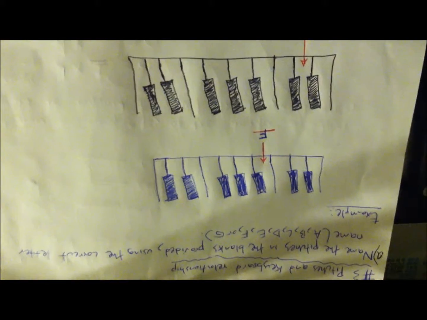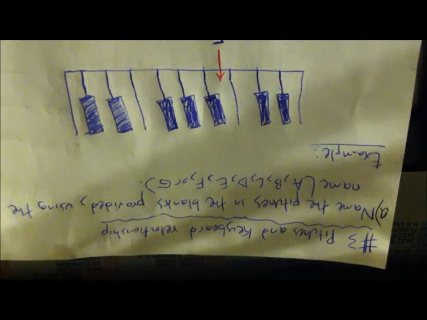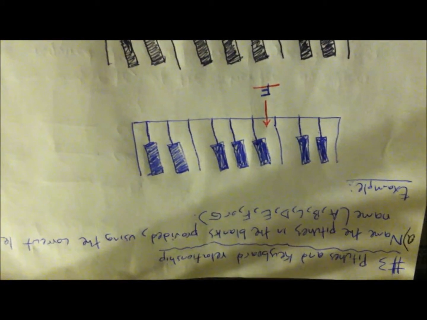Finally, before you try to play Mary Had a Little Lamb, please complete this music sheet, which you are going to practice or review how to identify the notes from the staff to the piano. So the assignment is to name the pitches in the blanks provided using the correct letter name A, B, C, D, E, F or G.